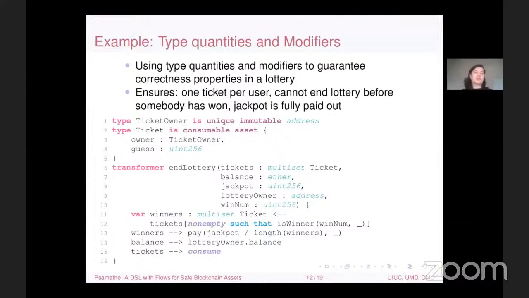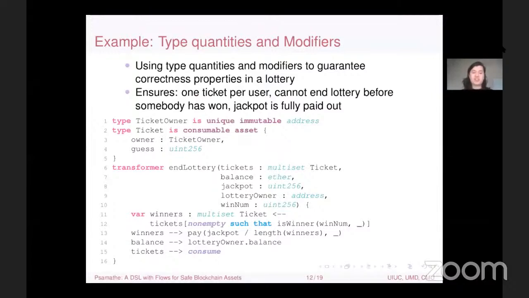Now we're just showing this transformer to end the lottery. There would be other ones, of course, in a real implementation. End the lottery has the multi-set of tickets, the total balance, the jackpot to be paid out, the owner of the lottery, and whatever the winning number was, selected in some way.